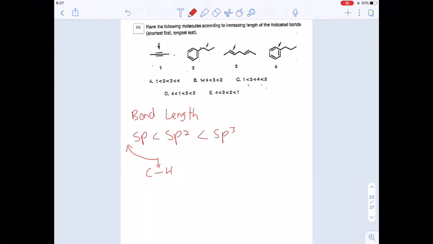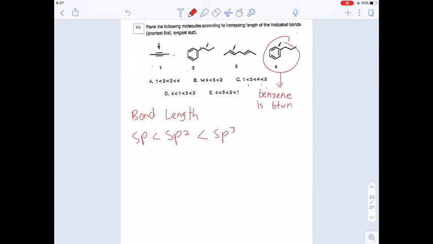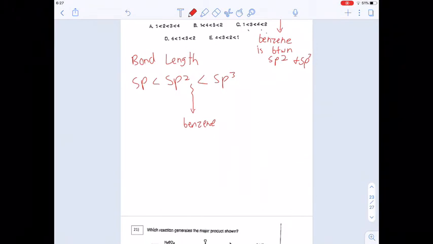bond lengths. Obviously, a C bonded to an H, this bond length here, is going to be smaller than all the other ones, smaller than a C to C triple bond, smaller than a C to C double bond, and smaller than a C to C single bond. So I'm going to erase that. And the interesting thing about benzene is actually between. So when you're thinking about sp characterization, benzene, ignore my dog snoring, benzene is between sp2 and sp3. So it would be right around here is benzene.